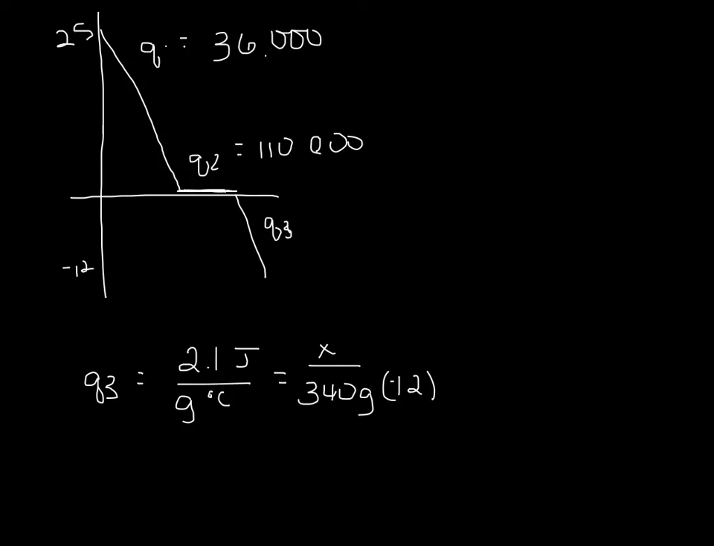So each of these is actually negative because it's a cooling curve, so we're removing the energy. So if I solve for that, I'm going to have 2.1 times 340 times negative 12, and that equals 8,568 joules. And with the correct sig figs, that would round to 8,600 joules. Okay, so that's my Q3.